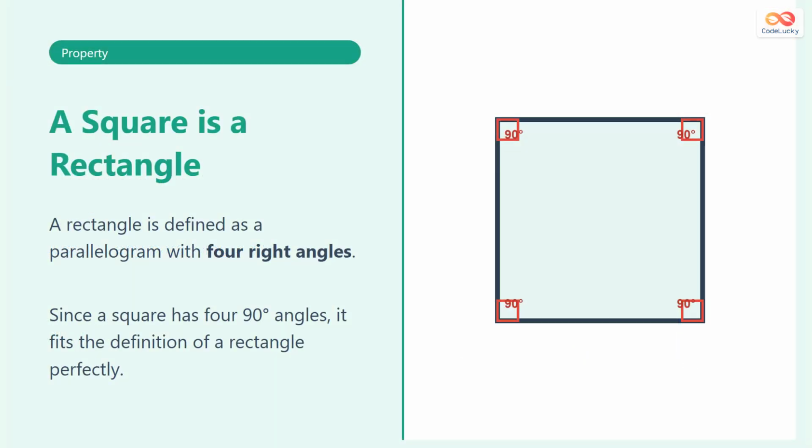A square is also a rectangle. By definition, a rectangle is a parallelogram with 4 right angles. Since a square has 4 90-degree angles, it technically qualifies as a very special rectangle where all sides happen to be equal.